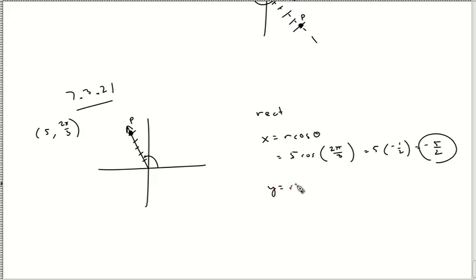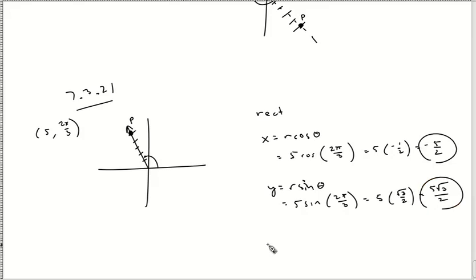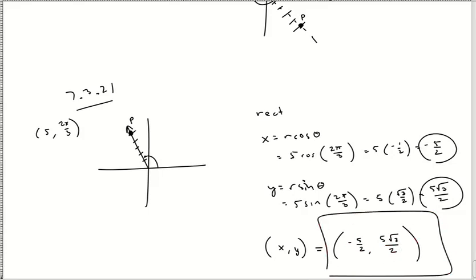My y is r sine theta. And so I have 5 times the sine of 2 pi over 3. 5 times the square root of 3 all over 2. So 5 square root of 3 over 2. So in rectangular xy coordinate form, I want to do an equal sign, not an arrow. So I got negative 5 over 2, sorry, and then a positive 5 square root of 3 all over 2. There we go. Cool.